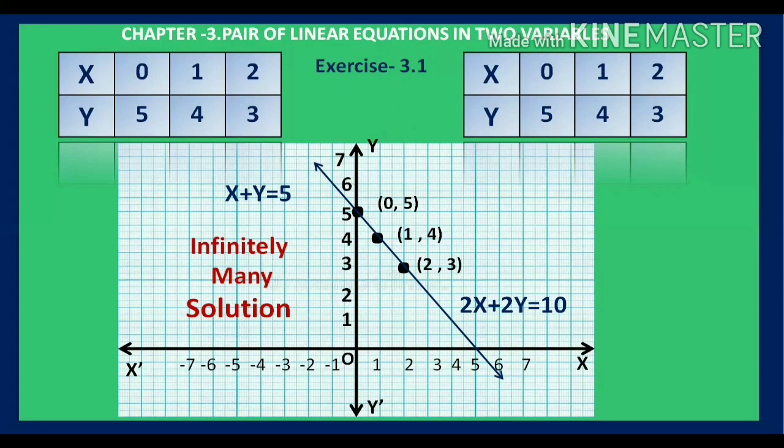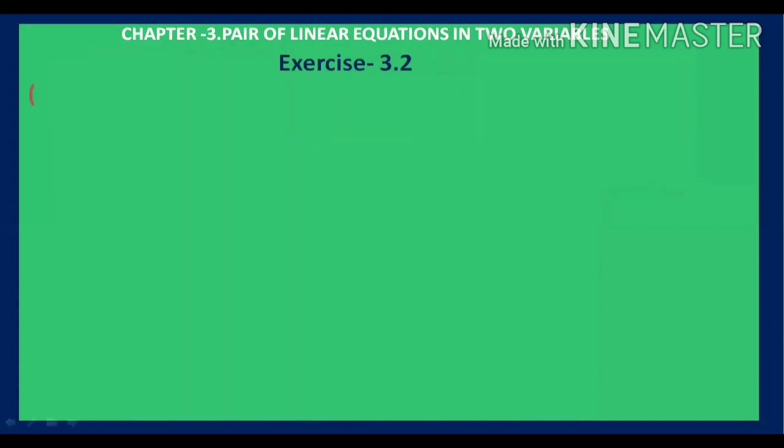Now let's move to the next part of this fourth question, the second part. Again, first we have to check whether the system is consistent or inconsistent, then we have to solve it graphically. In the second part the equations given are x minus y equals 8, 3x minus 3y equals 16.